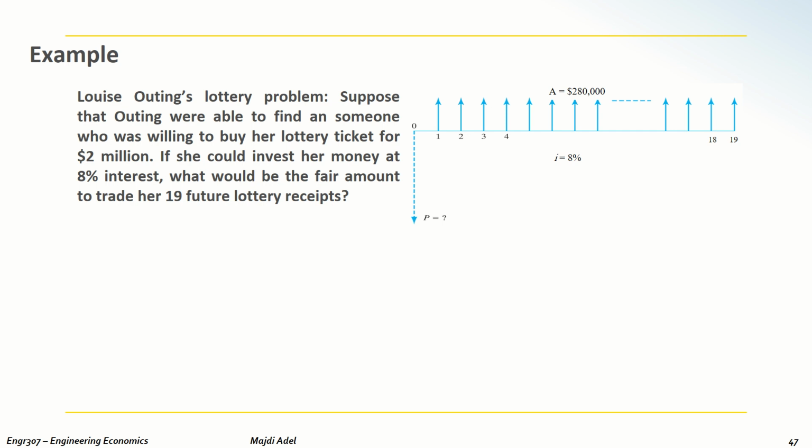Remember that she already cashed in the first check. So what's remaining is $280,000 for 19 years. Okay?